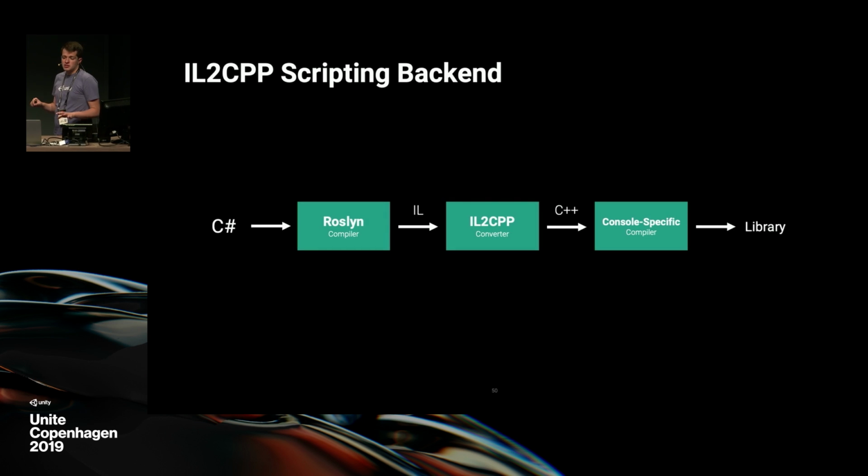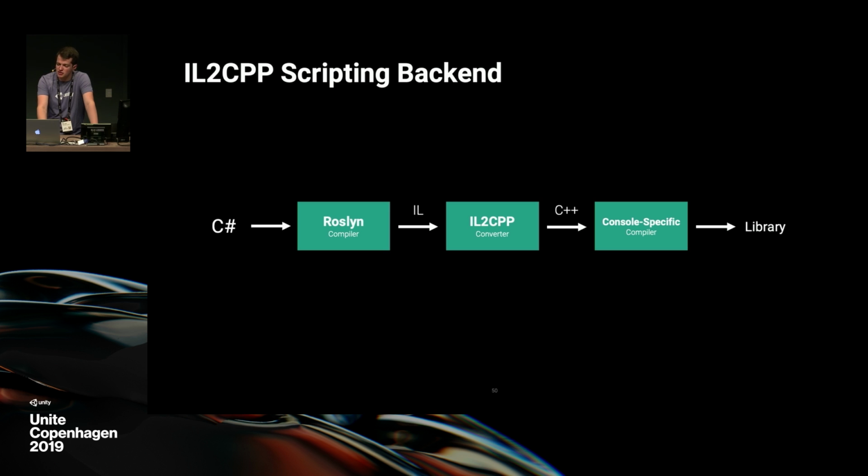So the next thing you want to be aware of is that consoles require the IL2CPP scripting backend. You may already be familiar with this, but it goes as follows. First, your C# script code is compiled using Microsoft's Roslyn compiler into intermediate language code. Then, our IL2CPP converter translates this intermediate language output into native C++ code. And then that is compiled using each platform's C++ compiler into a native library that our player imports and executes.